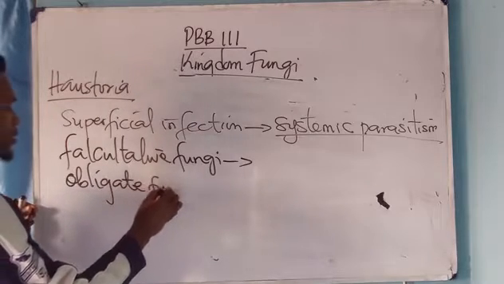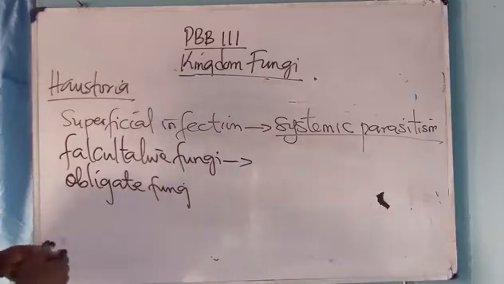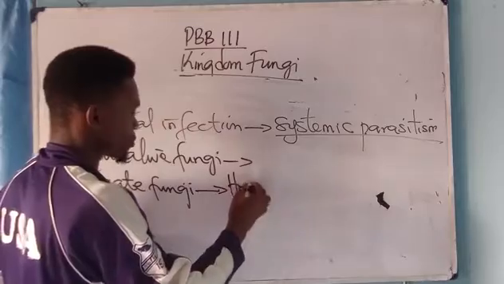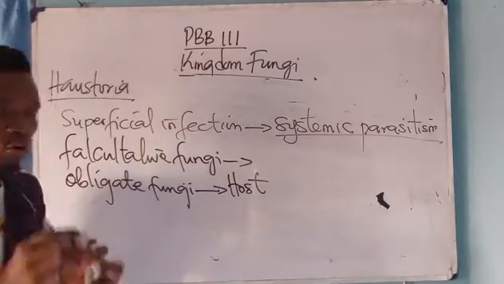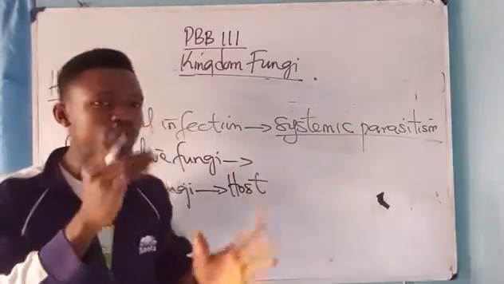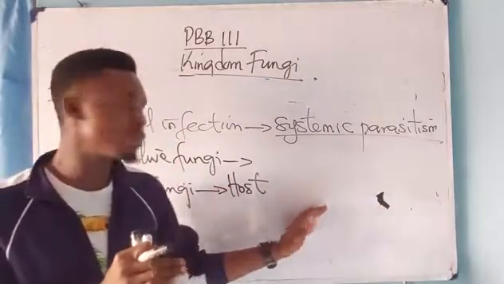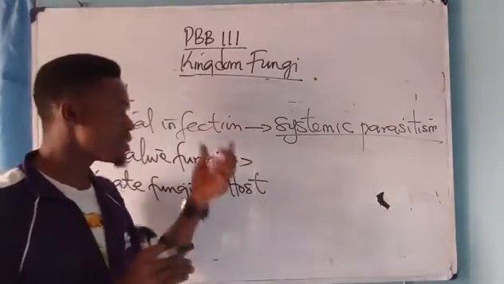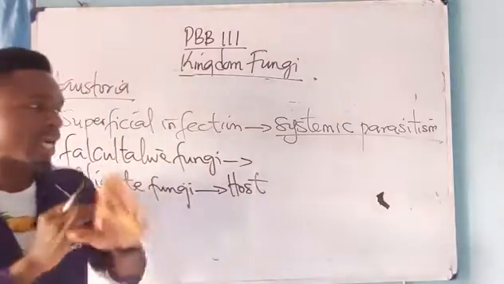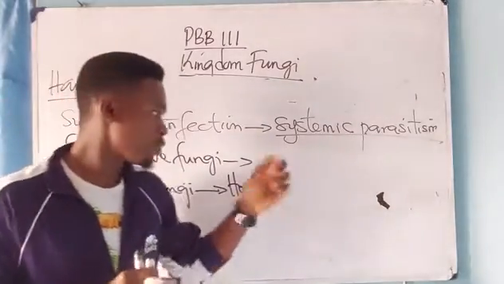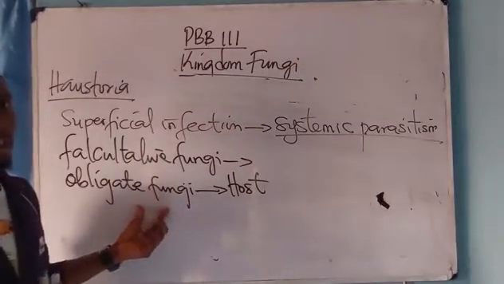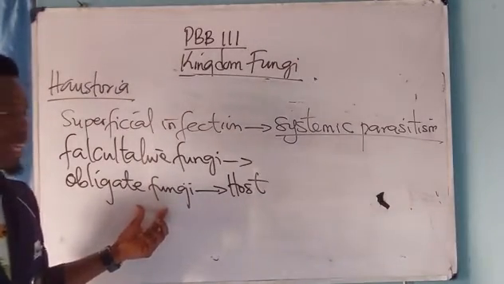All right, these obligate fungi, they depend on just the host for survival. It therefore means that they cannot substitute any nutritive medium for the host, which means they depend on the host. They don't have any means of surviving. They cannot feed on normal nutrients from the soil, which means that when the host is not there, they cannot survive. They will die like that.